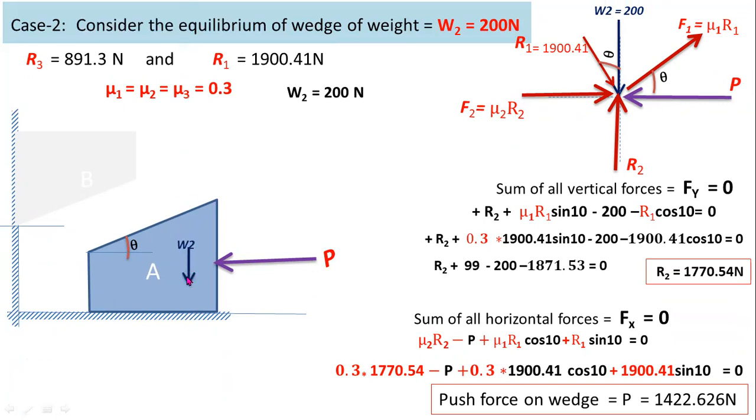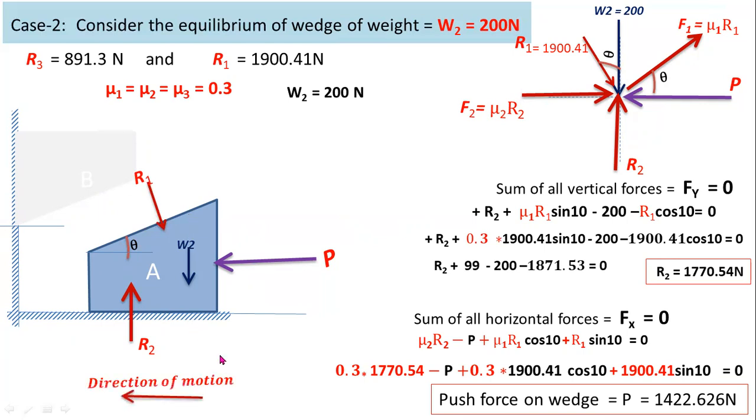Self weight always acts vertically downwards. After that, you have to consider reaction force. R2 is the reaction force between the floor and the wedge. This reaction force makes an angle 90 degrees with respect to this support. After that, you have to consider another reaction force between the block and wedge. This reaction force R1 makes an angle 90 degrees with respect to this inclined plane.